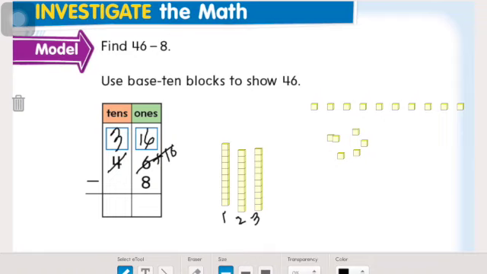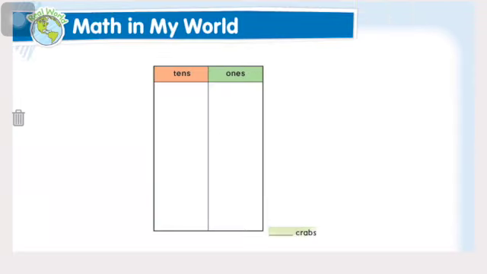And now we're going to take away 8. So 1, 2, 3, 4, 5, 6, 7, 8. And we're left with 1, 2, 3, 4, 5, 6, 7, 8, which makes sense because 8 plus 8 equals 16. And then we have 3 tens, and we're not taking any more tens away, so we're left with 38.